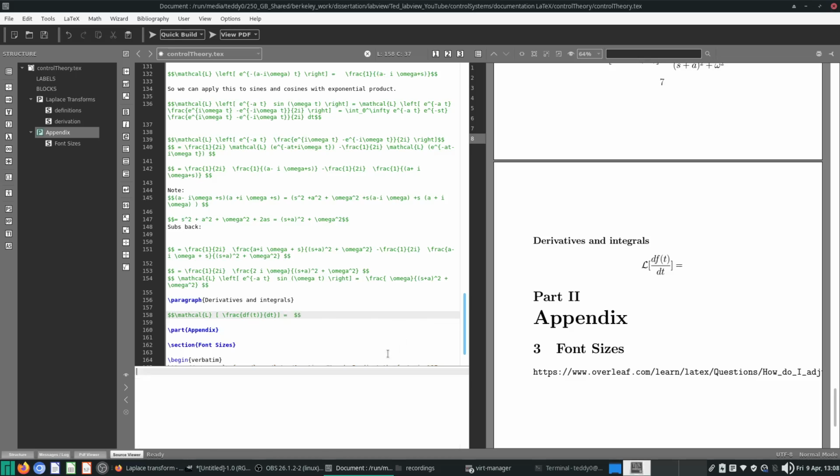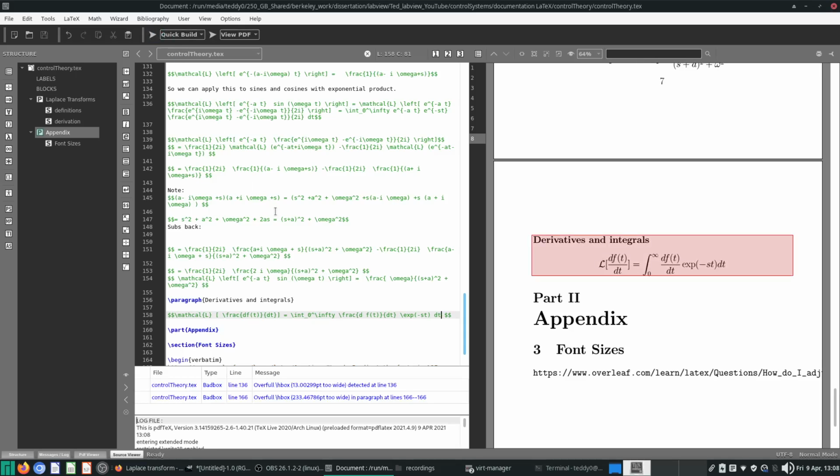So, integrate from 0 to infinity df/dt times e to the minus st dt. This is the basic definition of the Laplace transform.